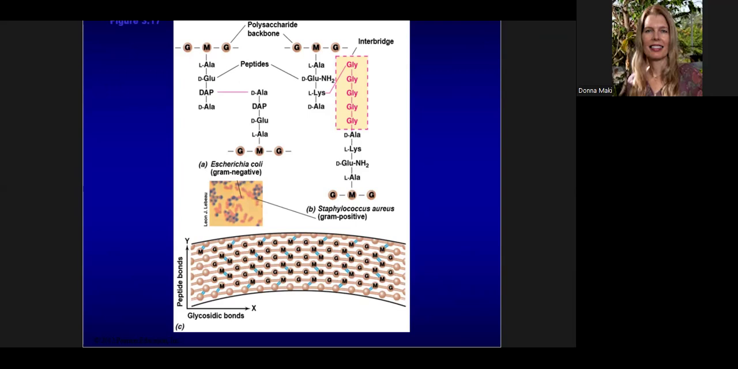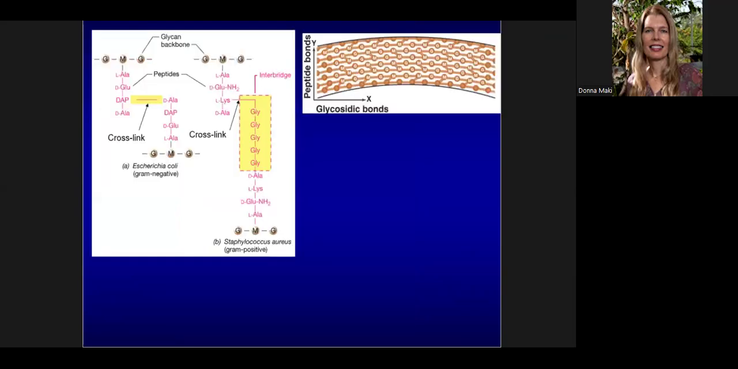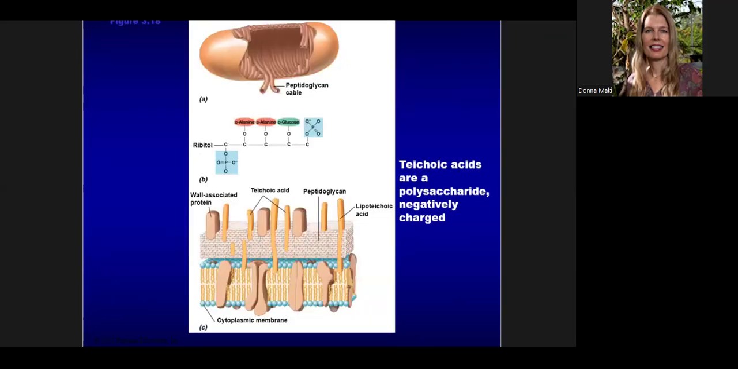And then this picture down here, they're just trying to show again with a gram positive how you have multiple sheets like that. And again, it kind of looks like chainmail, if that helps think about it at all. Here's another image, again, just showing the pattern. And then here they're trying to show kind of how it wraps around.